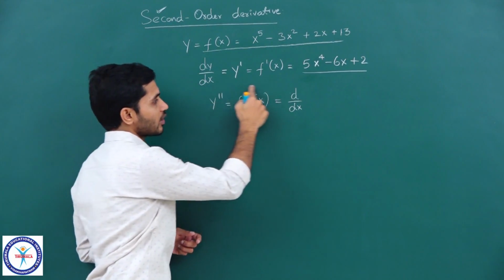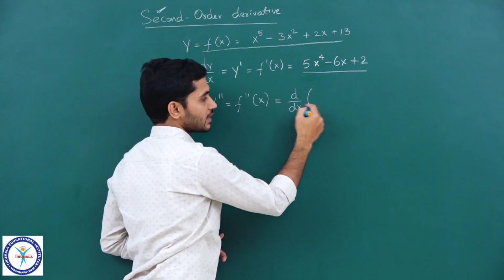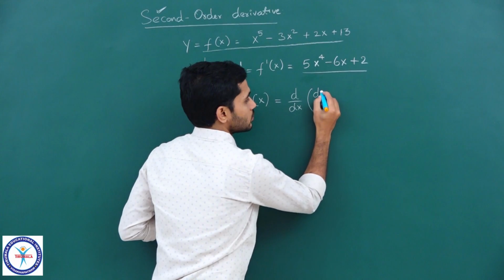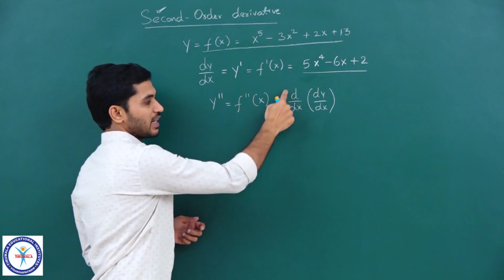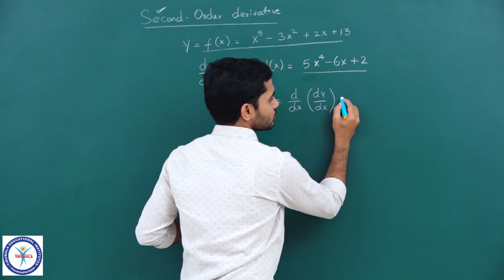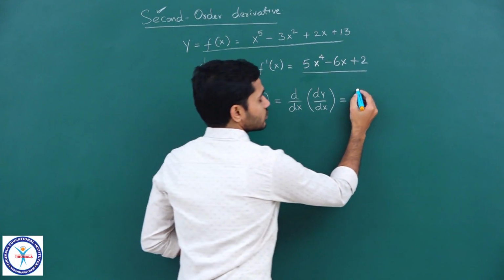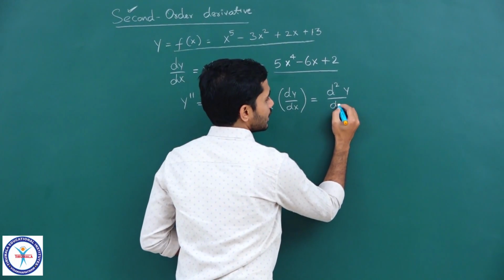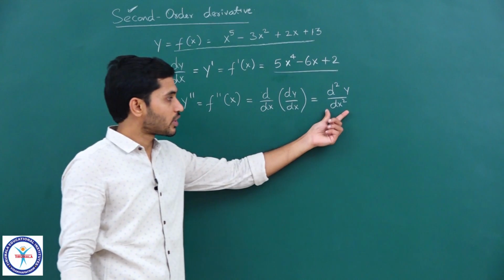We already have dy by dx. What are we doing now? We are taking the derivative of dy by dx once again. So, this is what we are going to calculate, d by dx of dy by dx, and the representation we use for that is d square y by dx square, clear. That is how we should represent it.